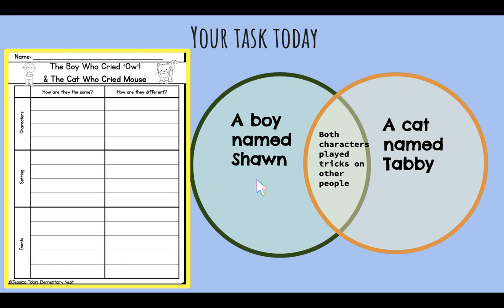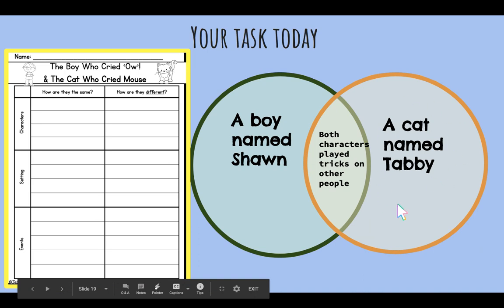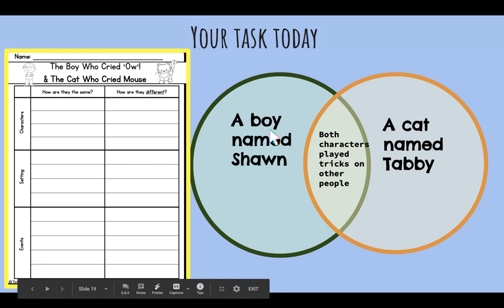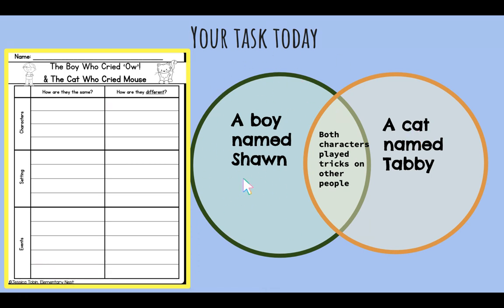So on this side, The Boy Who Cried Owl, I decided to go ahead and do some comparing and contrasting of the characters for you all to give you a head start. So over here, there's a boy named Sean. He's the main character. And then over here, in The Cat Who Cried Mouse, there is a cat named Tabby. And that's another one that I didn't even add, but you could add this, right? Over here, this story deals with animals. Over here, this story deals with actual people, humans.